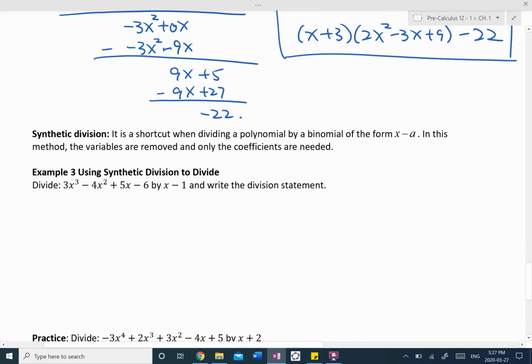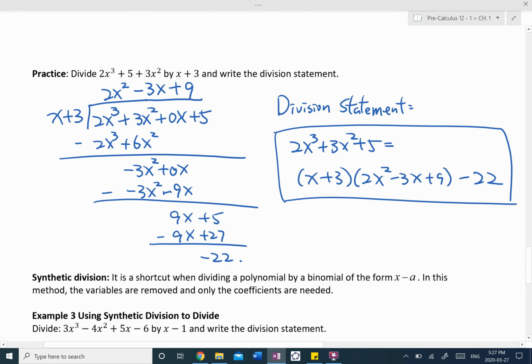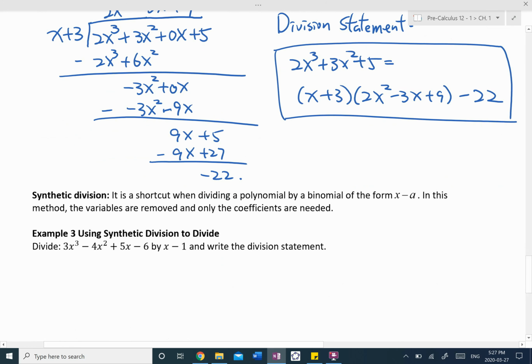All right, last thing we need to talk about today is synthetic division. Notice how long division is taking a while to do. So really what we want is a shortcut, and synthetic division is a shortcut. It is a shortcut when dividing a polynomial by a binomial of the form x minus a. It doesn't really quite work if it was something like 3x plus 5. It has to be like x minus a or x plus some number. In this method, the variables are removed and only the coefficients are needed. So I will show you how this works.